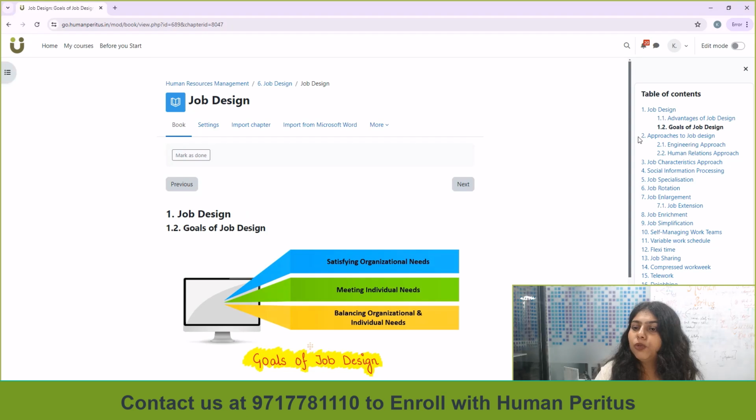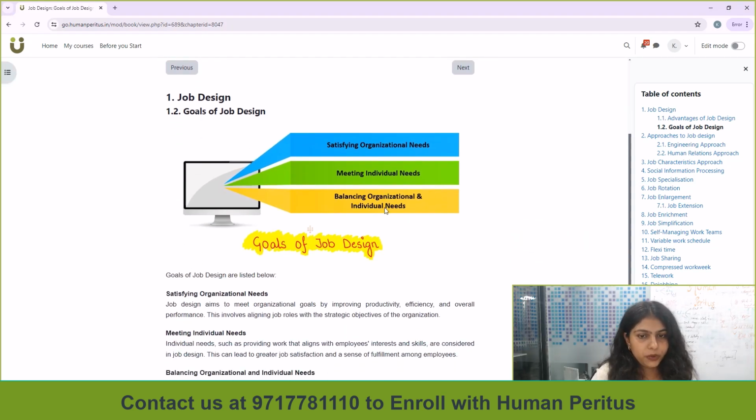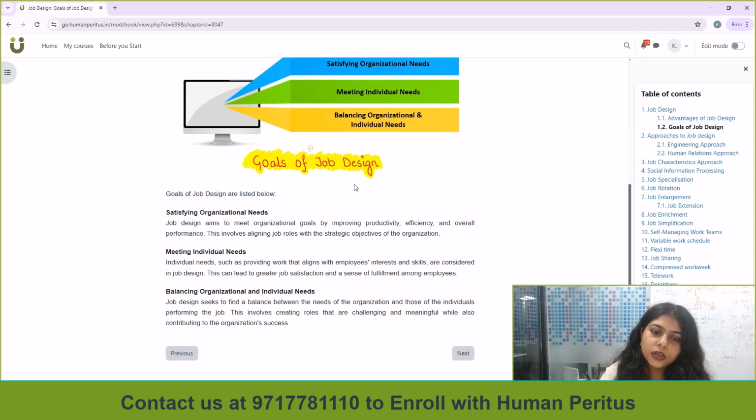Then from that we move on to goals of job design. Why are we doing it? Three reasons: satisfying the organization's needs, meeting individual needs, and then balancing both of their needs. So satisfying organizational needs: of course, when you have a streamlined and structured workflow, you will be improving the organization's productivity, its efficiency, and in turn overall performance. So organizational needs are being satisfied.